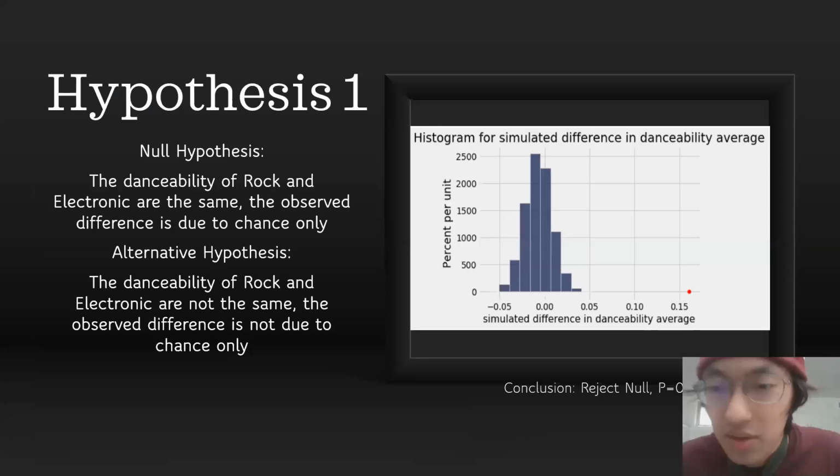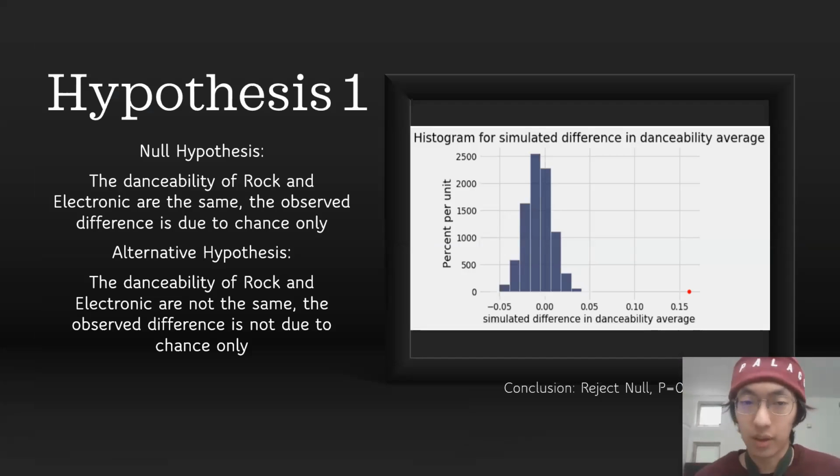The hypothesis testing involves two parts mainly. The first part is to analyze if the danceability average of rock music and electronic music are the same. Hence, the null hypothesis will be that the observed difference in their danceability average is due to chance, and the alternative hypothesis will be that it's not due to chance and it's in association with something else. And we do this by using the method of A/B testing and shuffle the labels in the table.